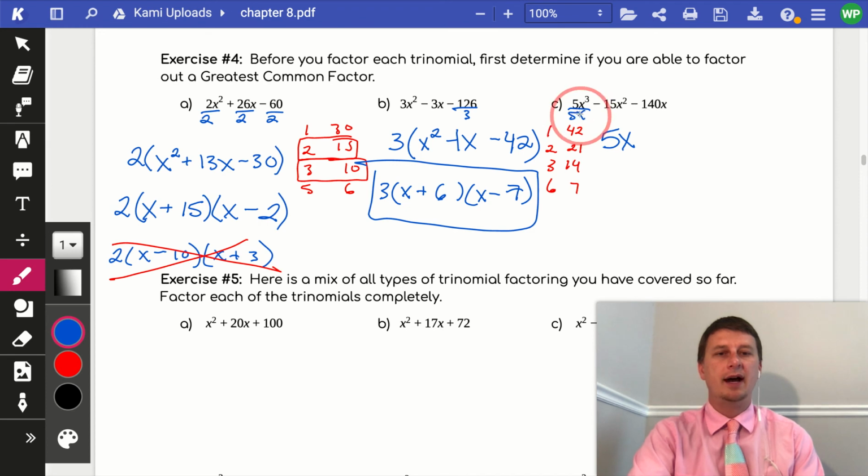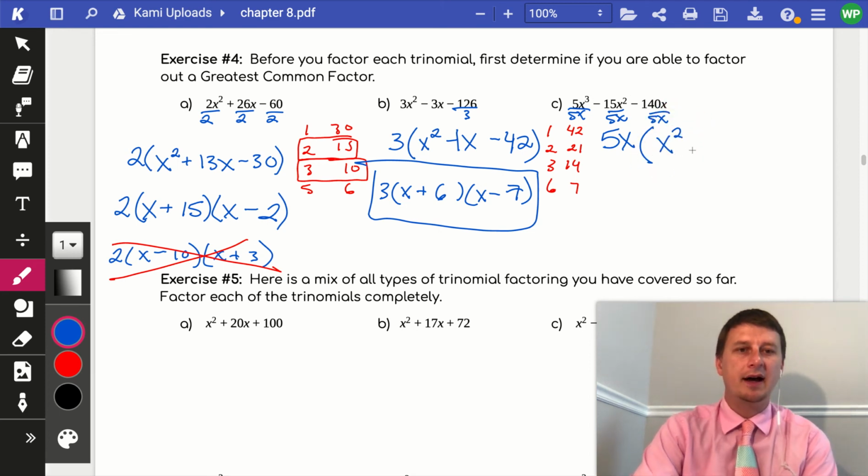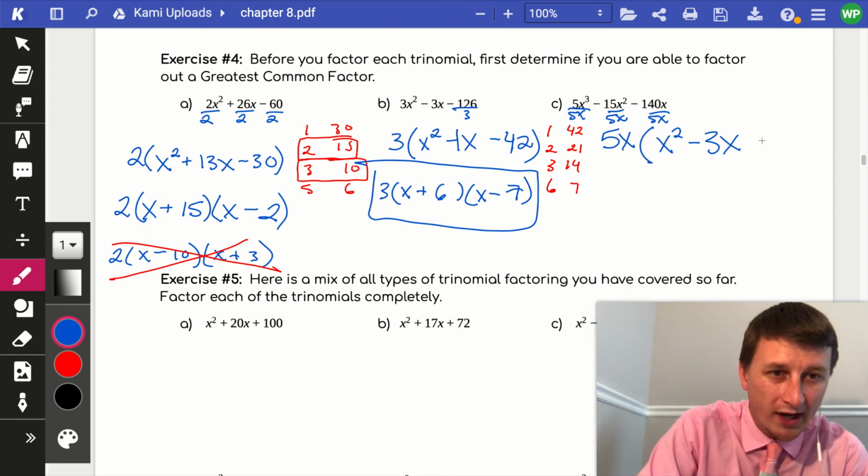So again, we're going to divide each of these terms by 5x to get what remains inside our parentheses. What's going to be left over is 5x to the third divided by 5x gives you just x squared. Negative 15x squared divided by 5x will give you negative 3x. And negative 140x divided by 5x, well, the x's cancel out, and you're left with negative 28.